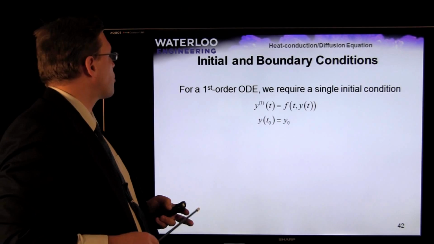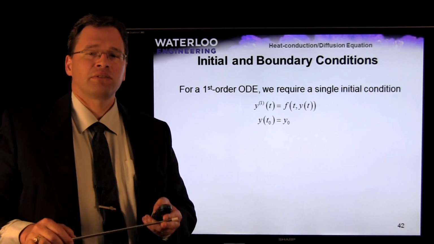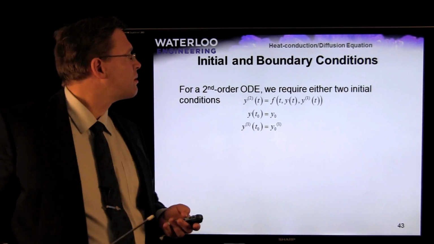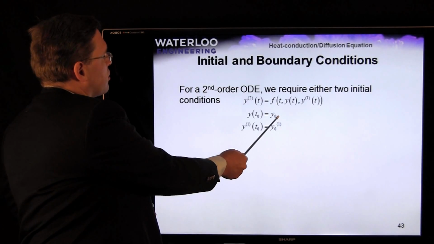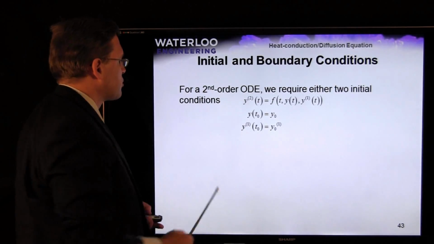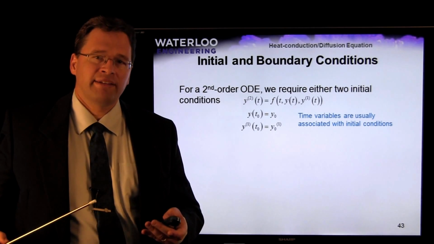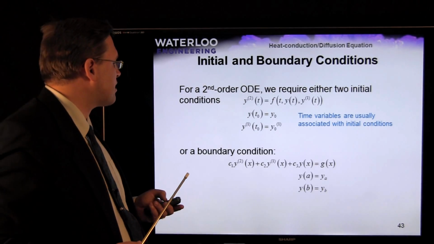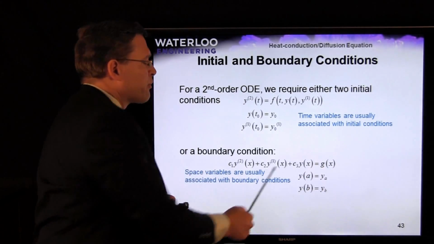Now, for a first order ODE, we always require a single initial condition. However, for a second order ODE, we have a choice. We can either have two initial conditions, so the initial value and the initial slope, and again, this is usually what happens when we deal with time, or we can have a boundary condition. So if we're dealing with space, very often we will have an interval and we will have boundary values on that edge.